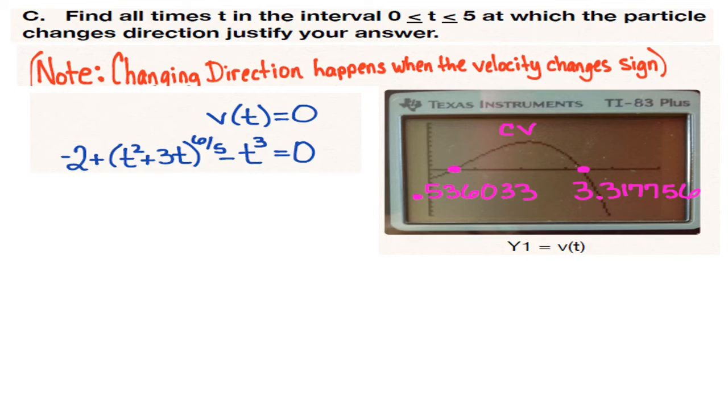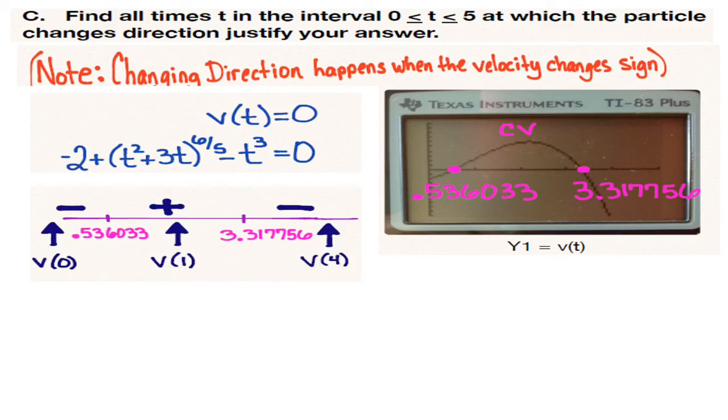When I graph it, I find the x-intercepts are at 0.536 and 3.317756. Both of these are contenders because they're on the interval 0 to 5. So I put them on a number line. Remember that a sign chart is invisible to the AP reader, but it's still a good idea to make the sign chart just to help you organize your thoughts.